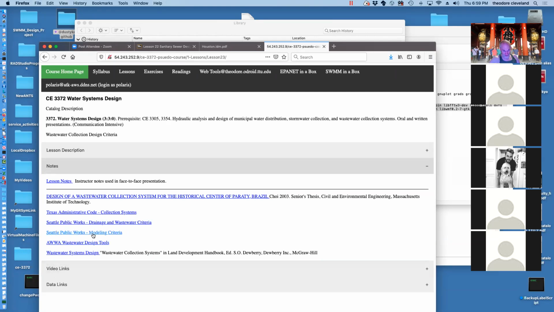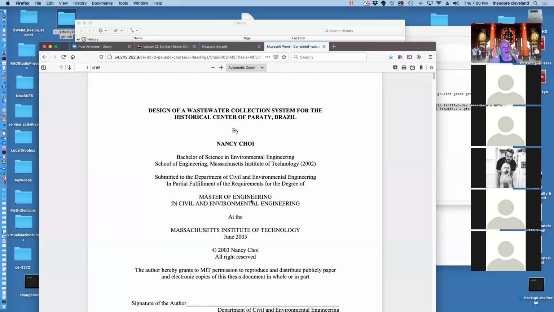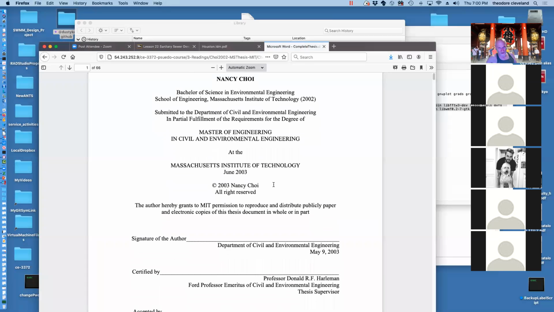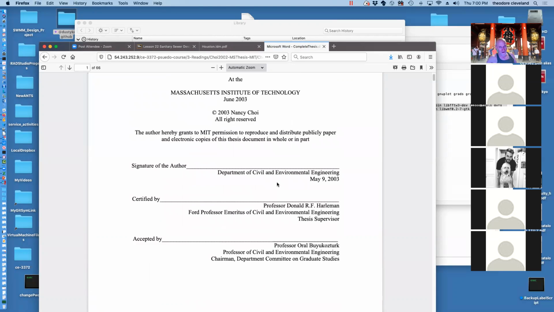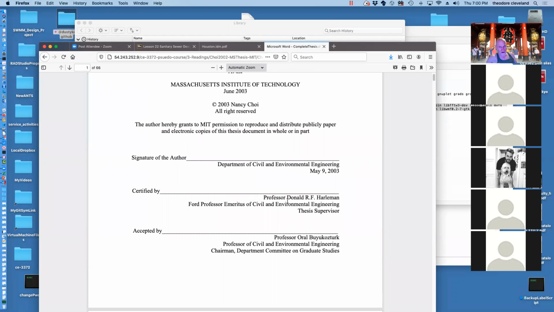Okay, before we go to Seattle and take a look at their criteria, let's look at a master's thesis on the design of wastewater collection system for a location in Brazil. And this was for a master's of engineering and civil environmental engineering at MIT, circa 2003. I don't think I've ever met this person, but maybe. I know this guy, Harleman, quite well.